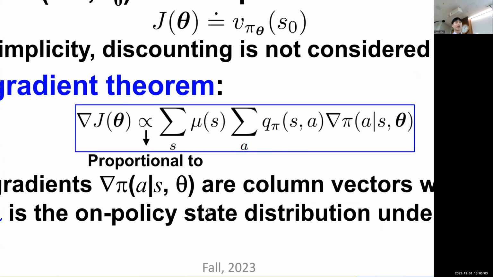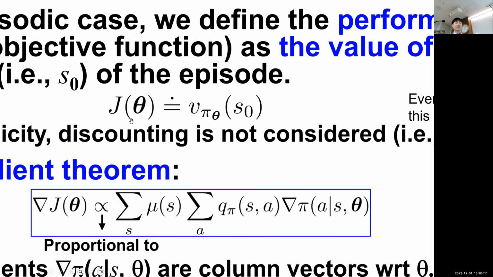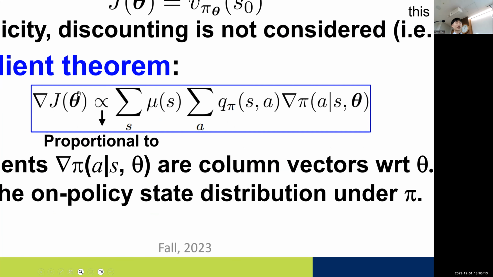So actually there's a long proof process for this theorem. Based on this setting, we can derive this kind of proportional relationship between the gradient of the objective function and the gradient of the policy. Actually, our target is to build the link, the relationship between our objective function and the policy pi. So this theorem exactly gives this shape.